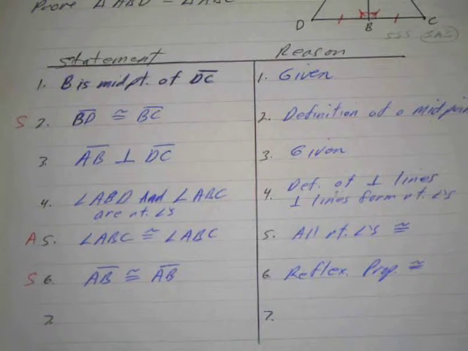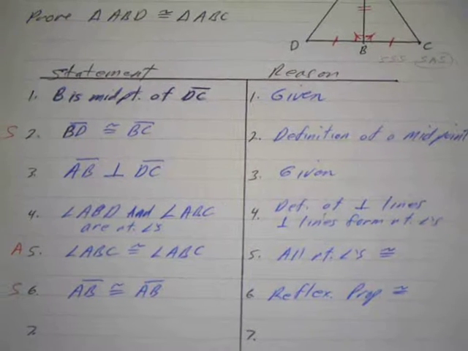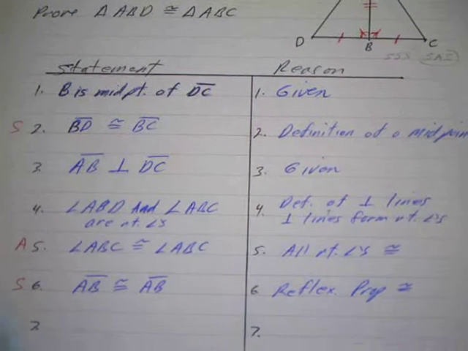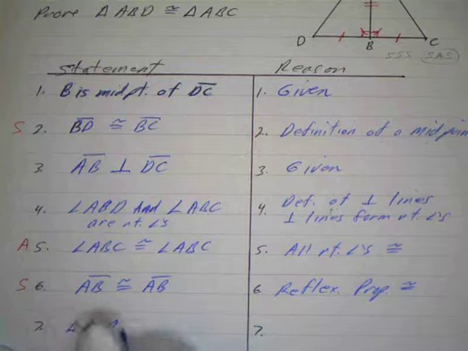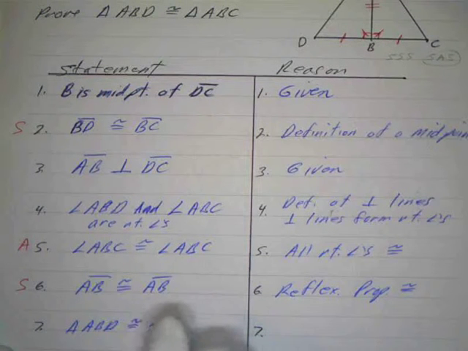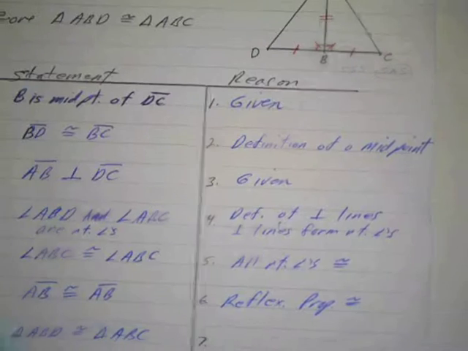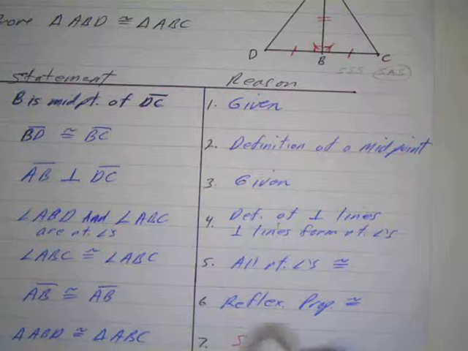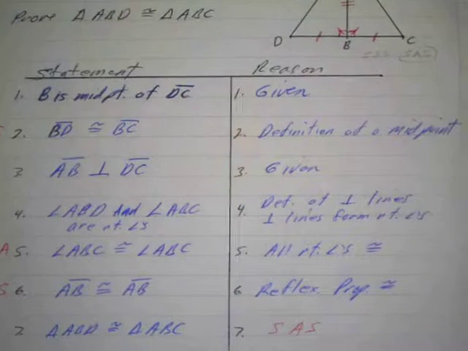So I got side, angle, side, so I'm all done. Now my triangles are congruent. So I can say triangle ABD is congruent to triangle ABC. And why is that? Side, angle, side. And you're all done.